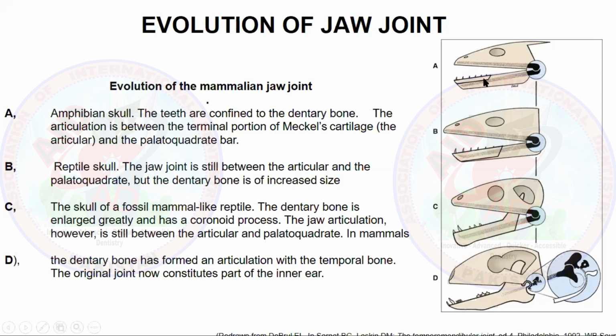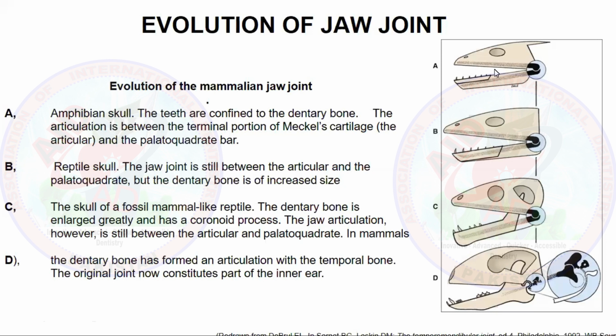There is just the articulation between the terminal portion of the medial cartilage, which is the basic articular cartilage at that time, and the palatoquadrate bar. That is the palatoquadrate bar here, and that is the medial cartilage, which is giving just orientation, a very simple joint. And that is the amphibian skull. Remember, this skull has dominated the whole earth for many, many years. And there was just a simple orientation of the temporomandibular joint at that time.